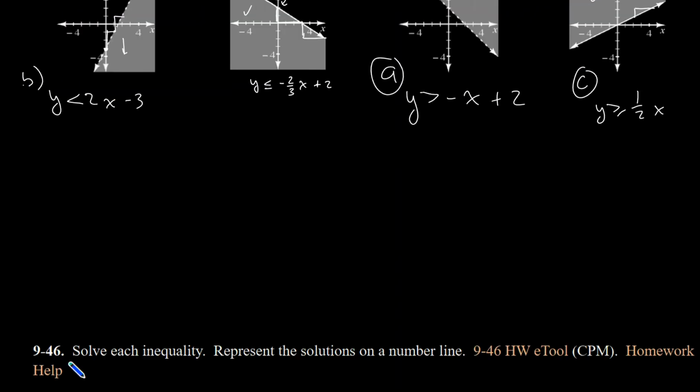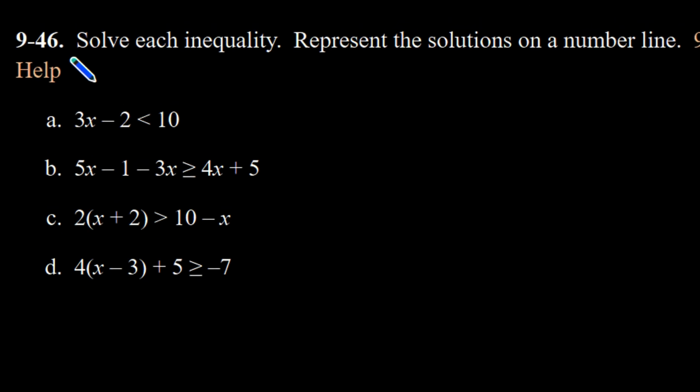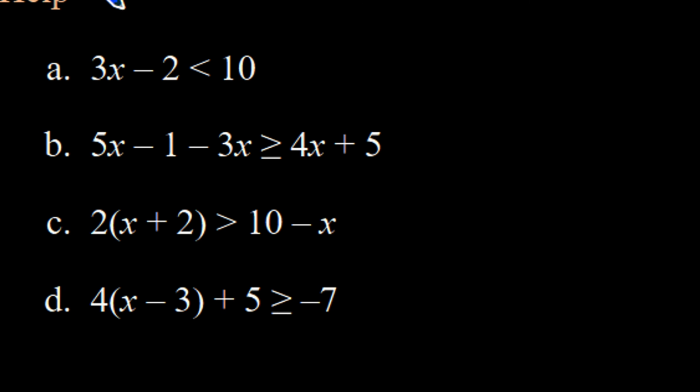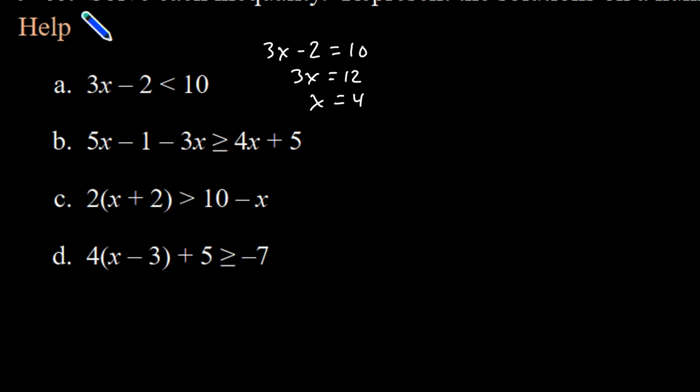Let's go on to 46. 46 says solve each inequality and represent the solutions on a number line. If I'm looking at this real quickly, there's a lot of things here. I am going to think about these as equations first. For the first one, 3x minus 2 is 10, therefore 3x is 12, and x would have to be 4. The significance of that is that it should be my boundary location.